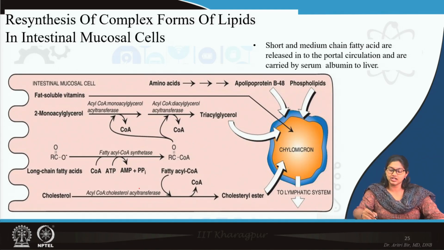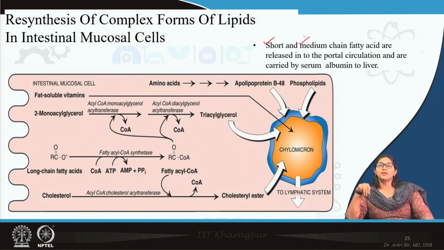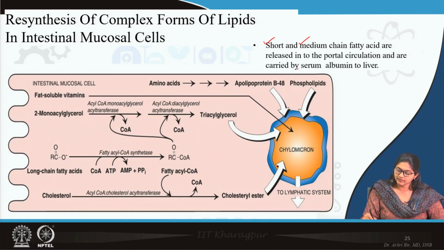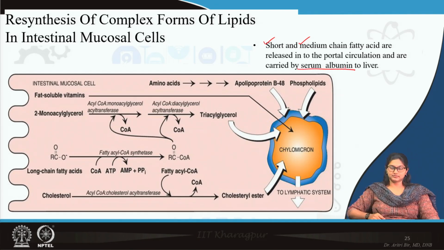So, these are the short chain and medium chain fatty acids, those are directly entering in the portal circulation, they are carried in circulation by serum albumin. So, remember serum albumin is the transport protein for transport of short chain and medium chain fatty acid in the circulation.